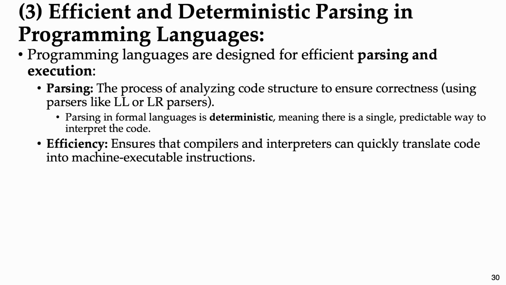To summarize the contrast, the core reasons behind the difference between natural and programming languages are clear. Human languages are ambiguous by nature. Programming languages are deliberately unambiguous, and programming languages are engineered for efficiency in parsing and execution.